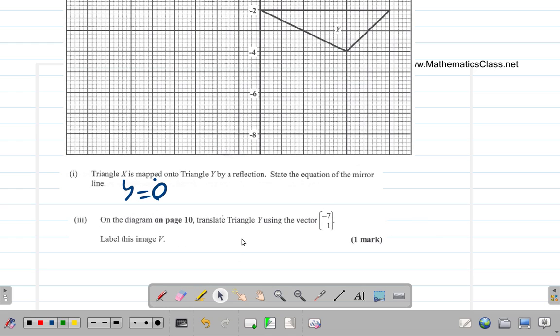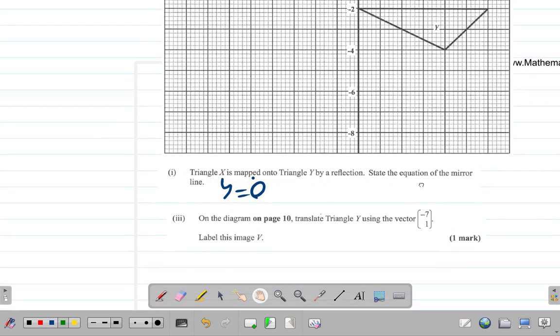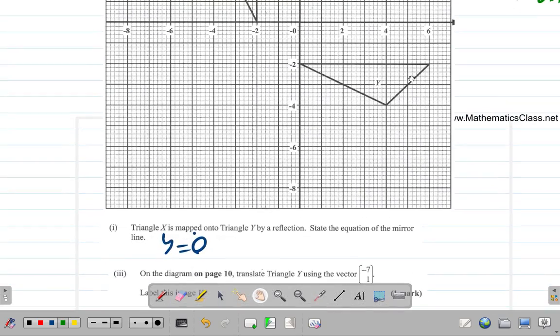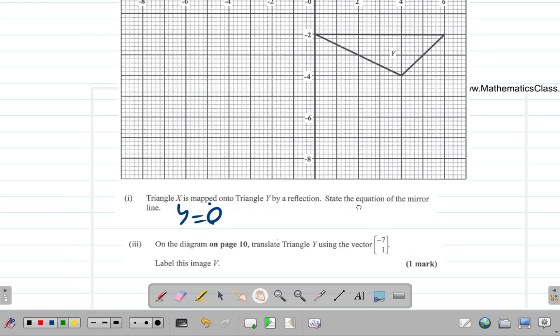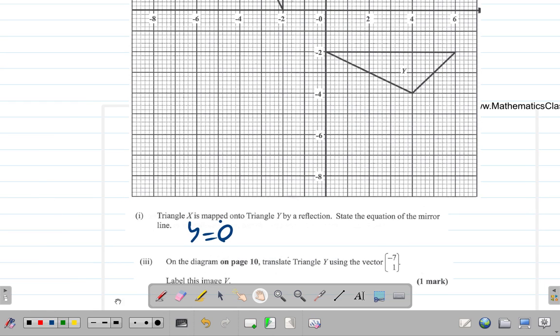So on the diagram, translate the triangle Y. Translate means you slide it. You don't rotate it and the size does not change. You don't twist it or anything. All you do is slide it. Now, here is the triangle Y. Using the vector -7, 1. Now we put it back up here. So the vector -7, 1.